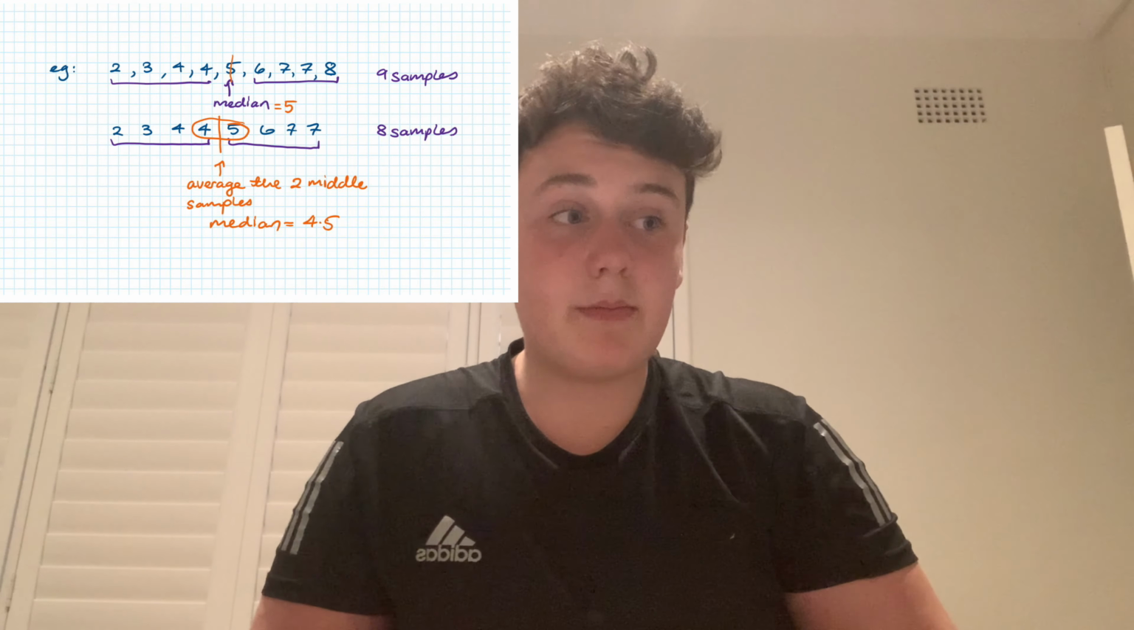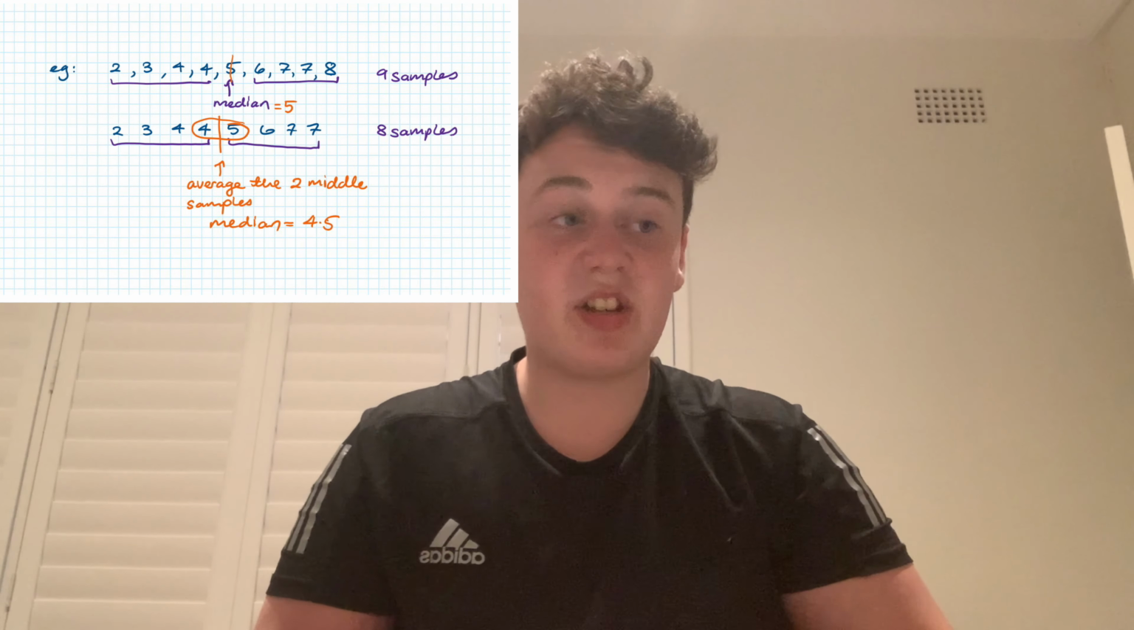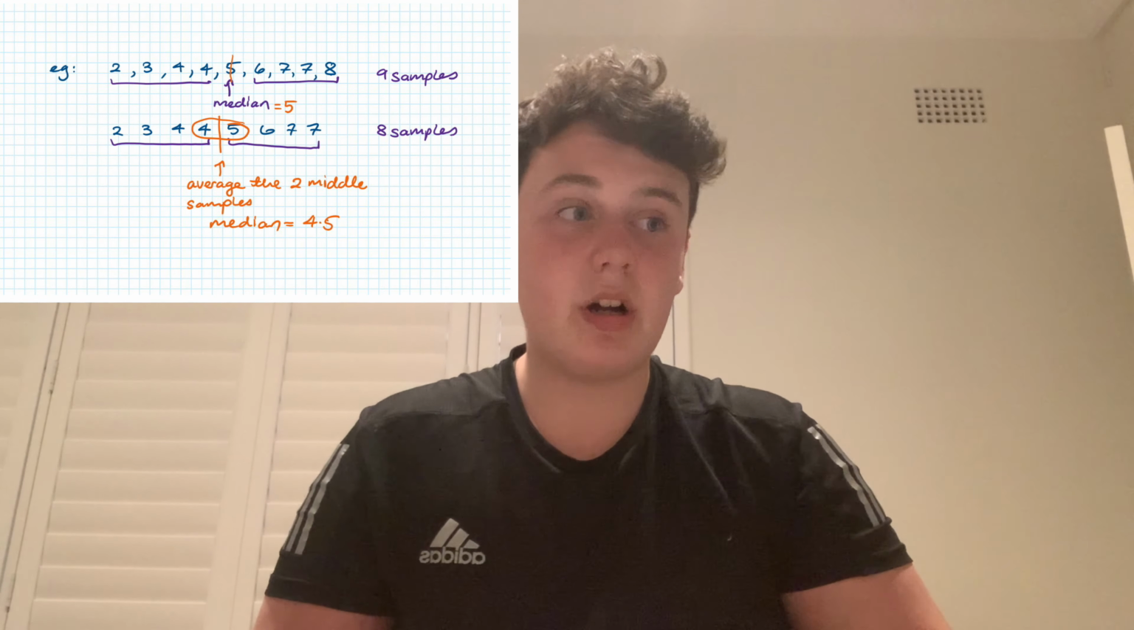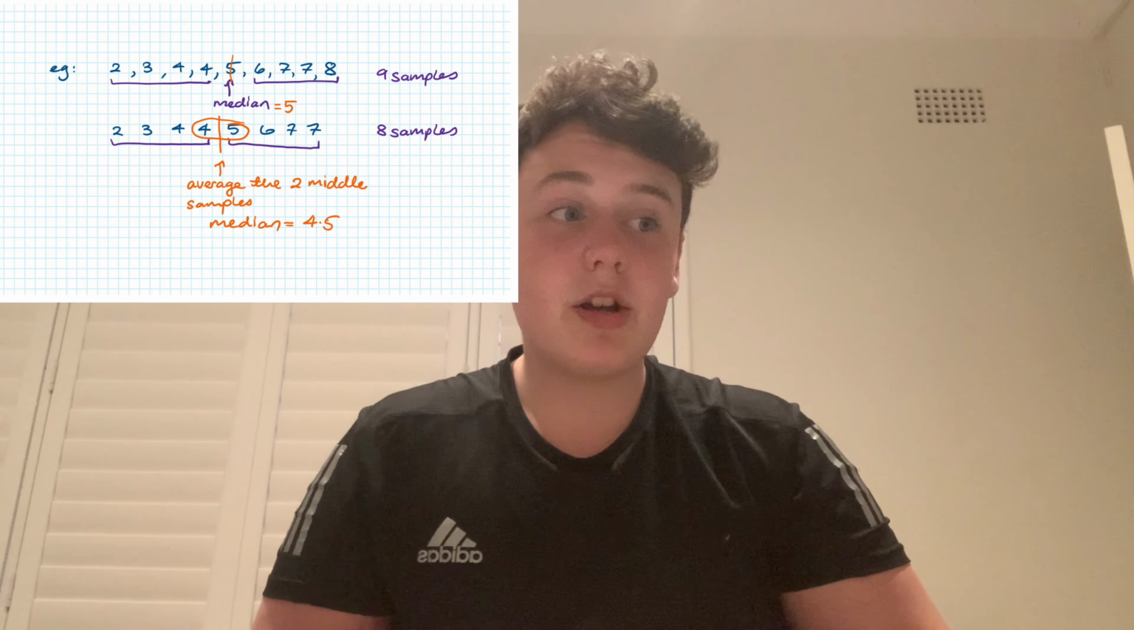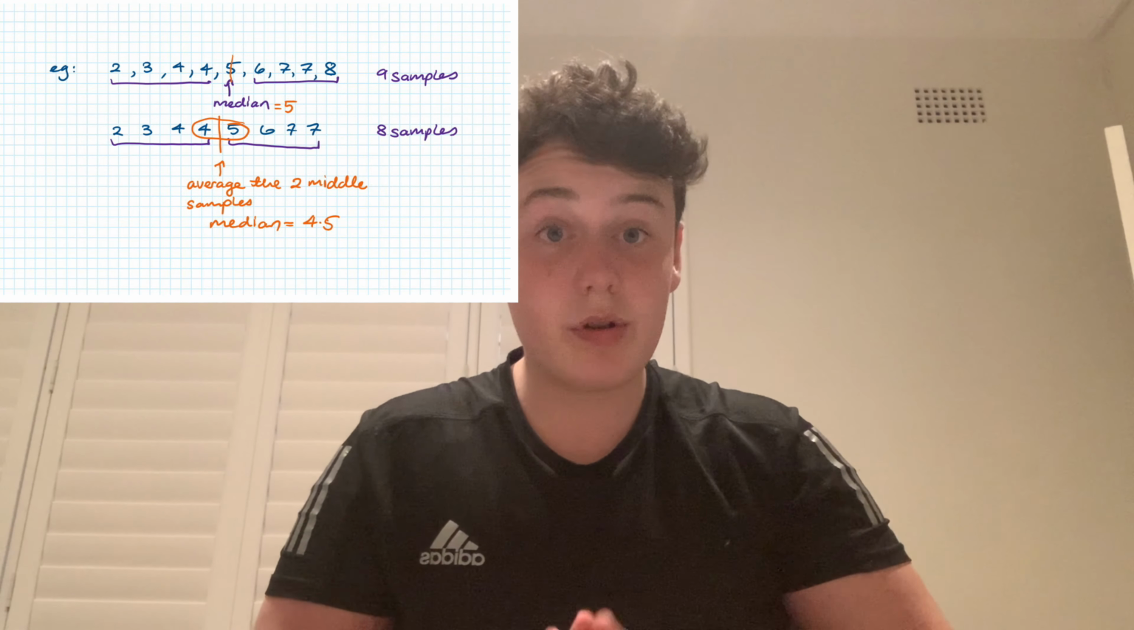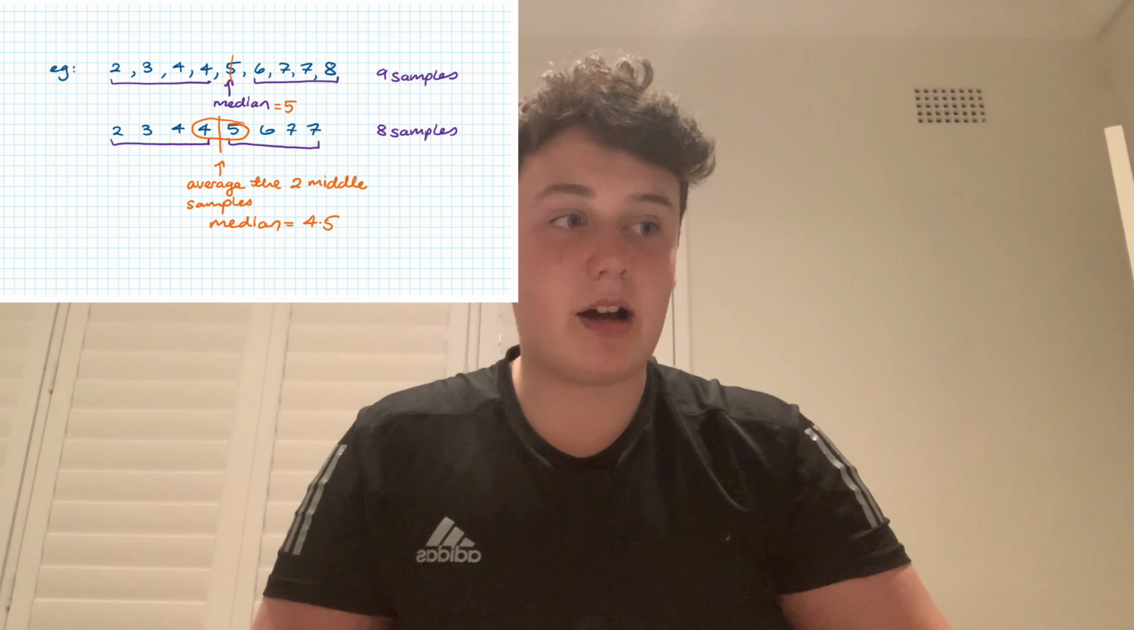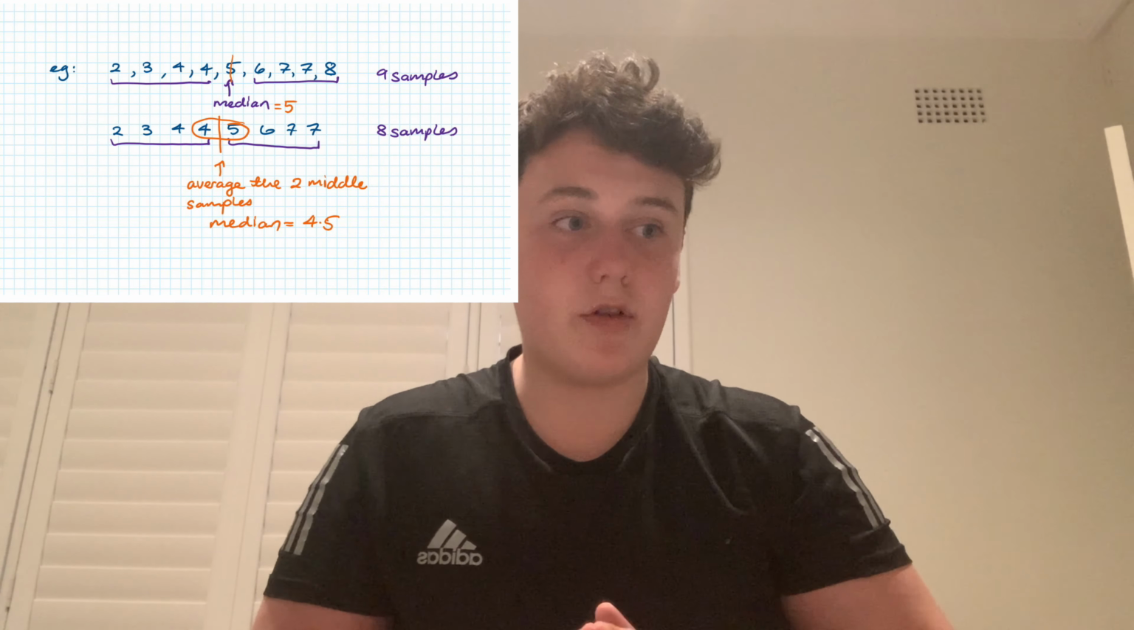If there's an even number, you've got to get the 2 numbers in the middle. So say you've got 2, 3, 4, 4, 5, 6, 7, 7. You need to get the 4 and the 5 as they're the 4th and 5th numbers, and then average them out to get your median, which would then be 4.5. And finally, in measures of centrality is the mean, and this is just simply the average. So you put the sum of all the samples over the number of samples, and then just divide that and you have your average or mean.